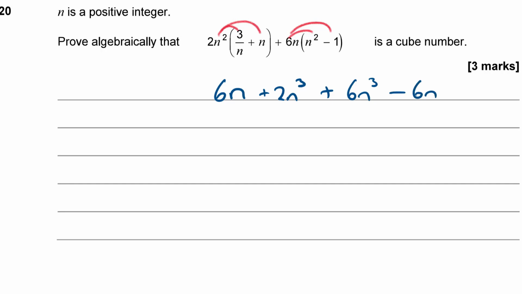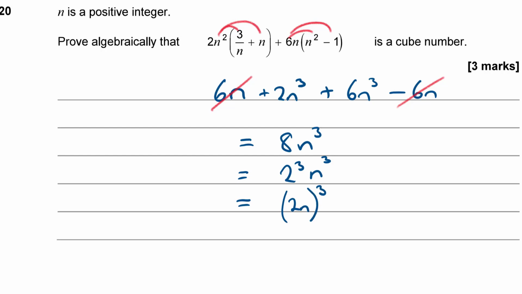Okay? So I can immediately see I've got a 6n at the front and a 6n at the back with different signs. They're going to cancel each other out. And that leaves me with 2n cubed plus 6n cubed, which is 8n cubed. Okay? Now, 8 is a cube number. 8 is 2 cubed. So I could rewrite 8 as 2 cubed, in which case I've got 2 cubed n cubed. And 2 cubed n cubed is the same thing as 2n all cubed, isn't it?